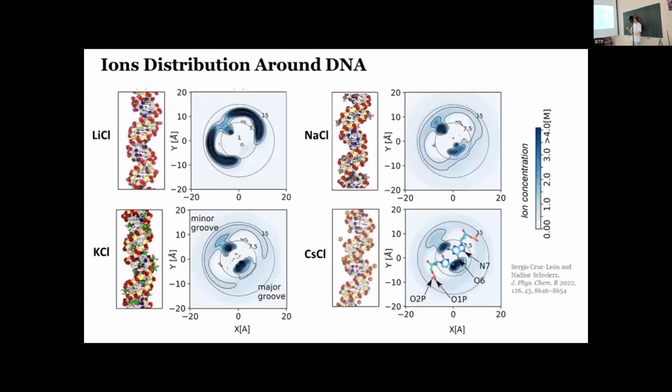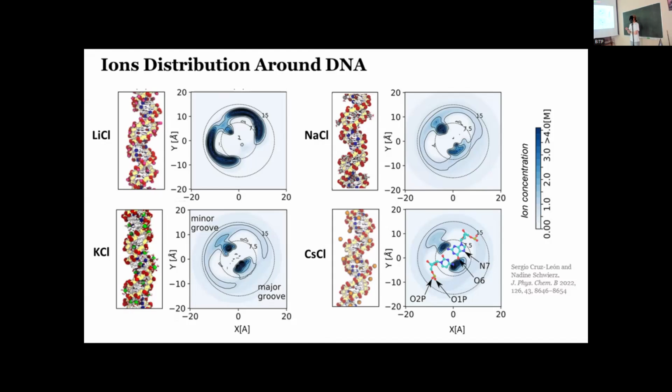So ions can interact with DNA at different binding sites. Here are shown the results on the concentration of different ions around the DNA. It's an MD study. This graph shows the top-down view of the DNA cross-section, where the reference binding sites for ions are also shown in the lower graph.